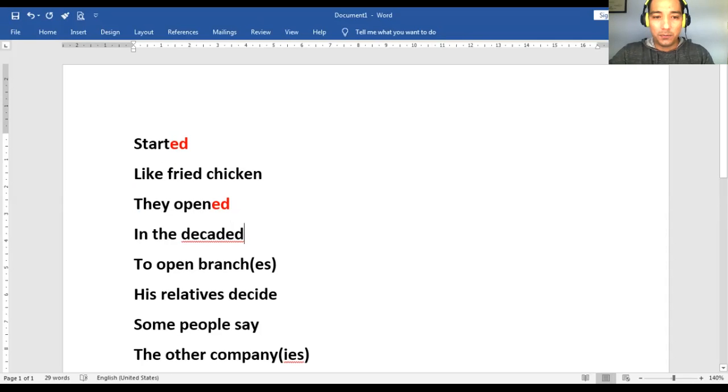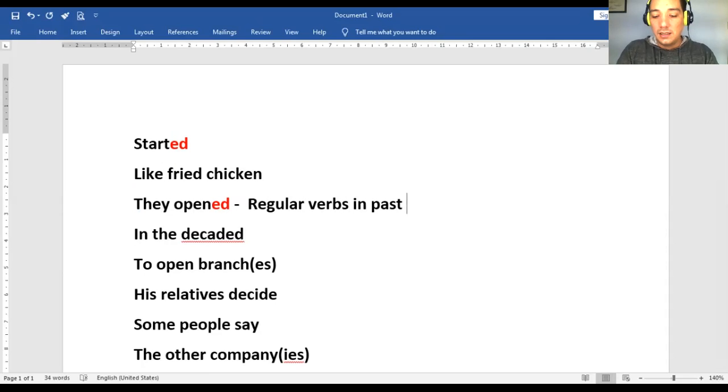So let me explain something really quick. Regular verbs in past. Okay. Do you know about this, everyone? Say yes. No. Yes. Yes. Okay. So yes. The ed endings of these verbs have three different sounds.